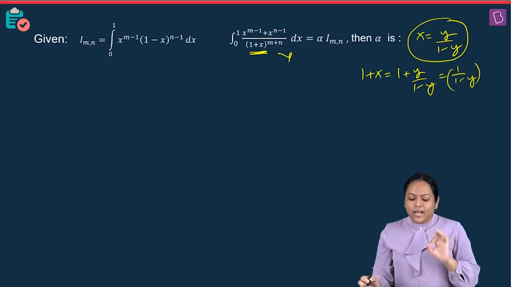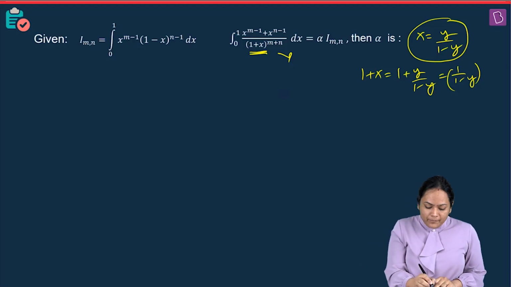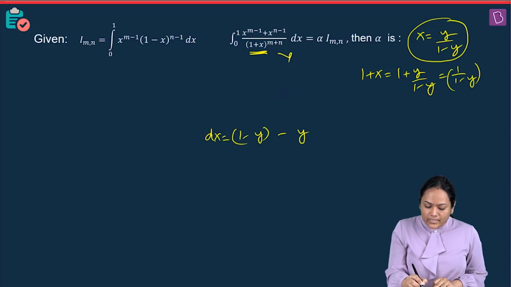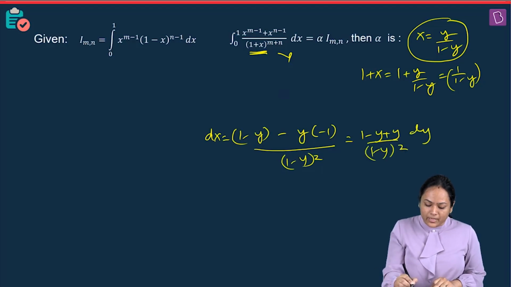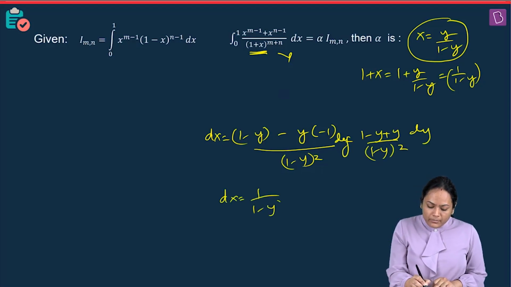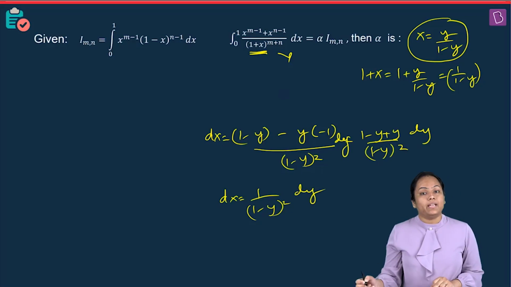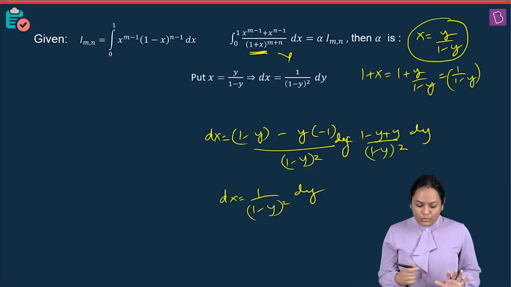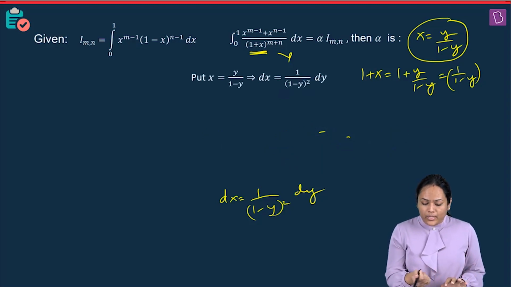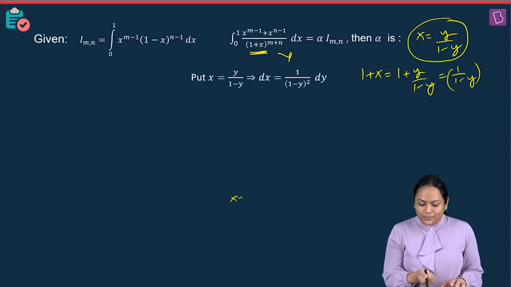Okay, so when my x value is y upon 1 minus y, my dx will definitely be 1 minus y times minus 1 divided by 1 minus y whole square. It is 1 minus y plus y upon 1 minus y whole square dy. Right? So my dx actually is coming out as 1 upon 1 minus y whole square dy. Understood? Perfect. So this is the substitution I'm using over here. Now let's substitute and check what we get.